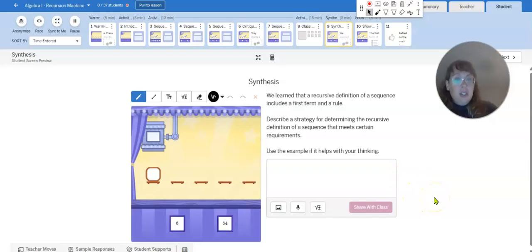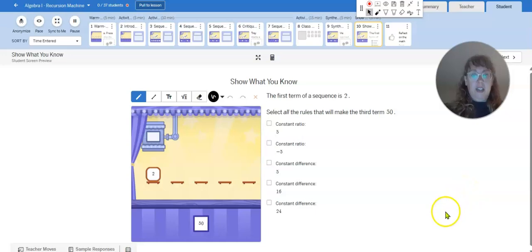On slide 9, it says we learned that a recursive definition of a sequence includes the first term and a rule. Describe a strategy for determining the recursive definition of a sequence that meets these requirements. So it has the second term is 6 and the fourth term is 54. You can use this example to explain your thinking, or you can just describe a strategy that we have used as a class in previous slides, and use that as your way to describe how you would go about finding this recursive definition, which would have to have a first term and a rule.